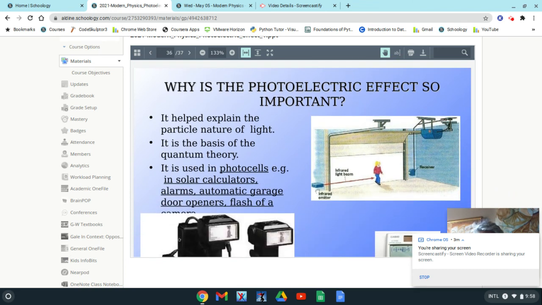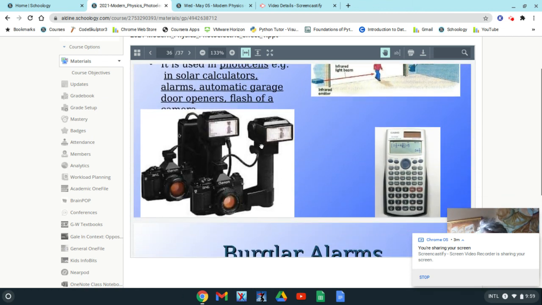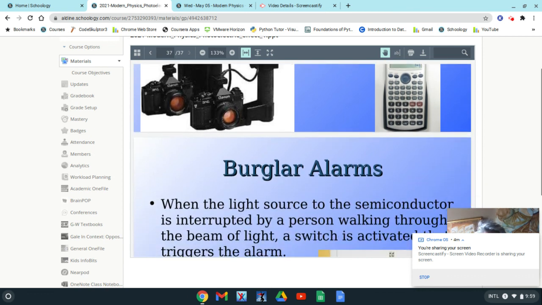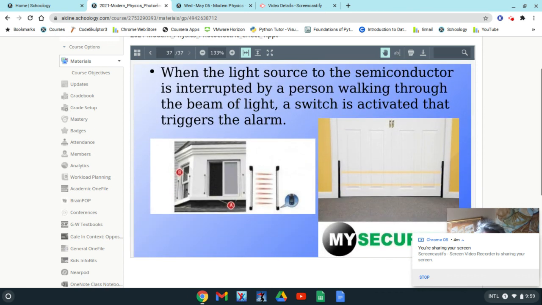Again, here's the garage door opener. You see that the light beam is going through here, and if it does go through here, it ejects the electrons it needs to create the circuit, and you have a flowing circuit. But if you come in the way, then that circuit breaks and it does not allow the garage door to close, thank goodness. We've seen photocells being used for your calculators, for aperture control on cameras, burglar alarms.